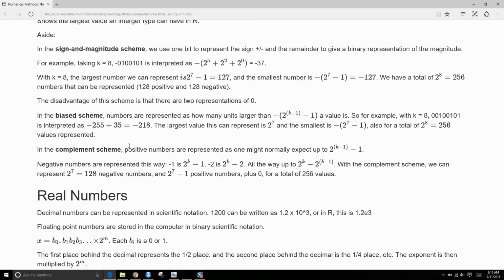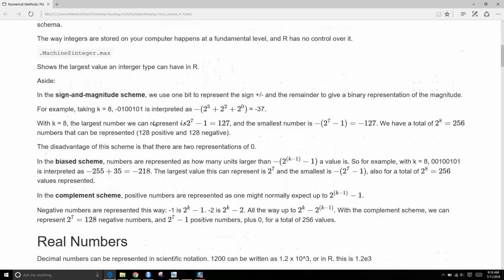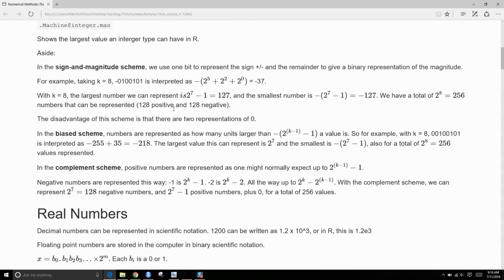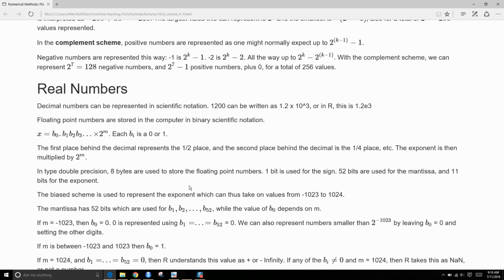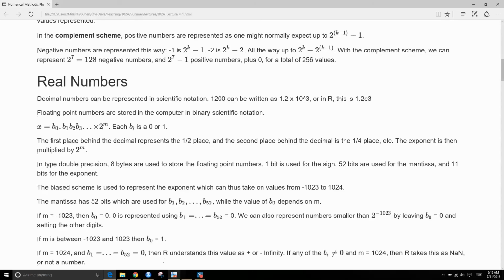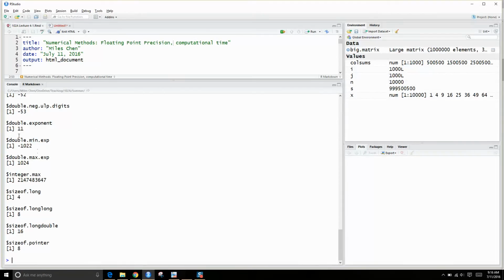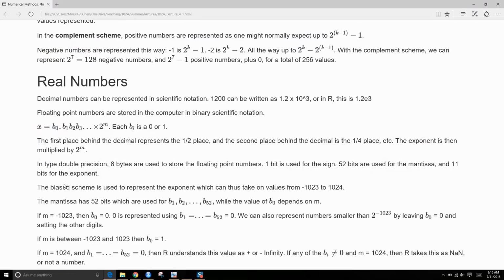Okay, so let's take a look. As far as integers go, the computer can handle integers pretty well, and we don't generally run into problems unless you're trying to use an integer for a number larger than your integer max on the machine. So this is the largest integer value. You can do .Machine$integer.max, and that would be the largest that you can represent. All right. When we have decimal numbers, okay.